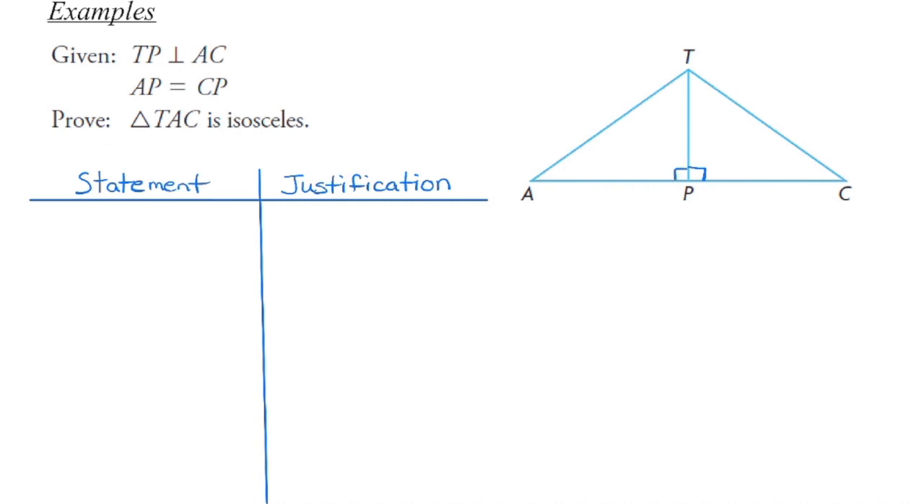We're told AP is equal to CP. So side length AP, that one there, is equal to side length CP right there. Ultimately we have to prove that triangle ATC is isosceles. Isosceles triangles have the same base angles as well as the same side lengths. So if we can prove that these triangles are congruent, it will therefore be an isosceles triangle.